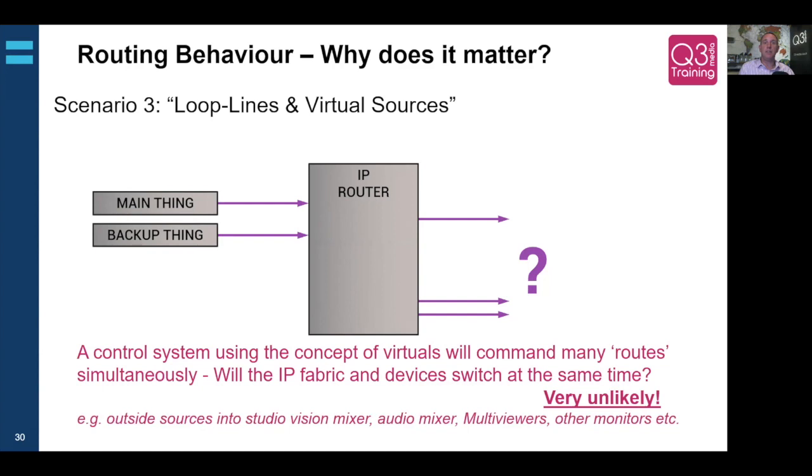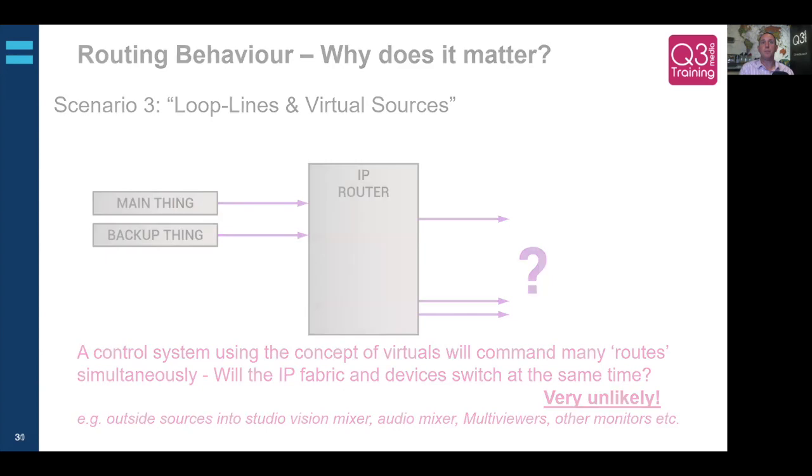So an example of this is switching between different outside sources into a studio. You need to route that outside source to the vision mixer, the audio mixer, multi-viewers, different monitors in the monitor stack. Lots of different cross points need to be switched simultaneously. If you ever needed to switch between those sources live on air, that could be a problem, because the non-deterministic nature of when the switch will happen could be a major problem for the production.